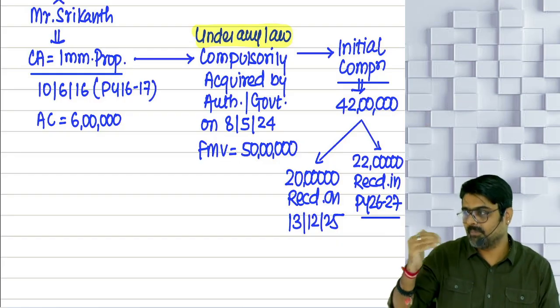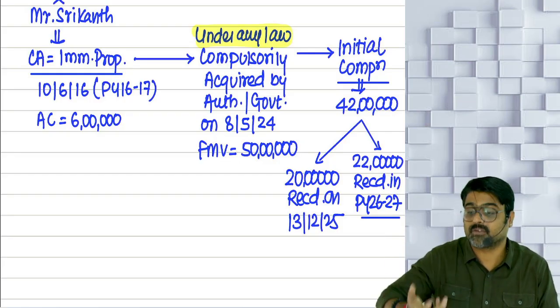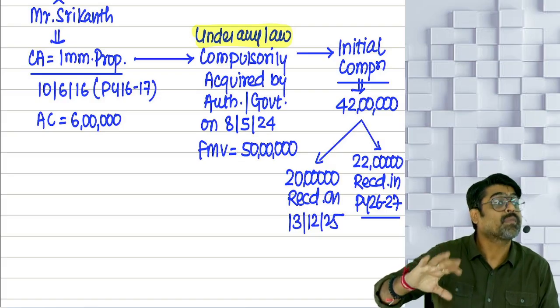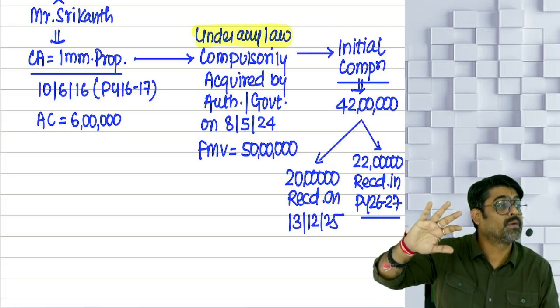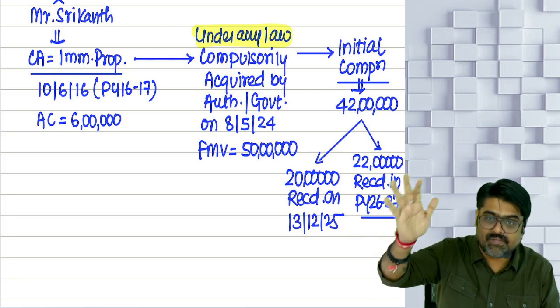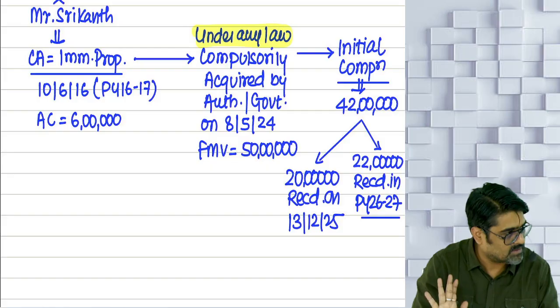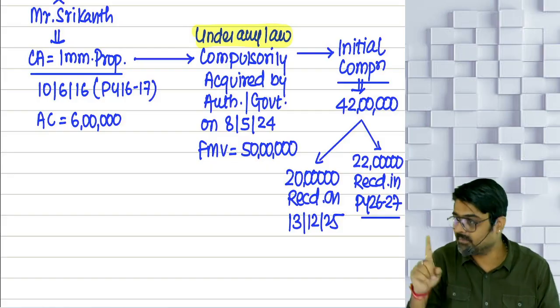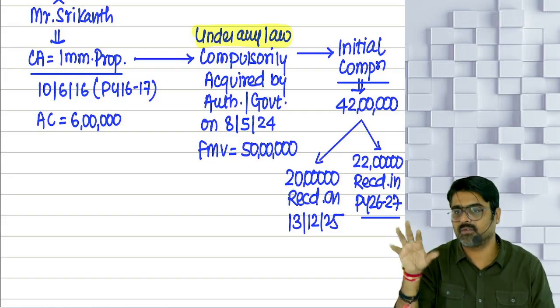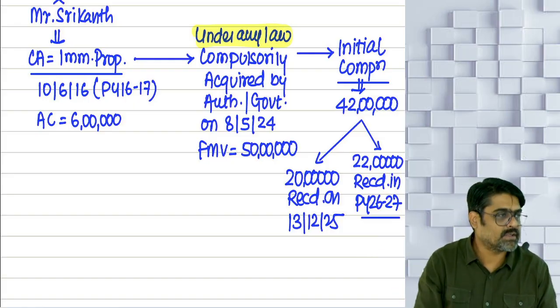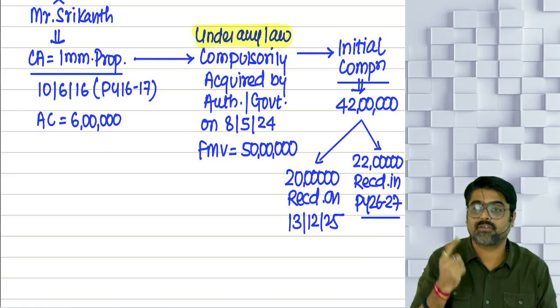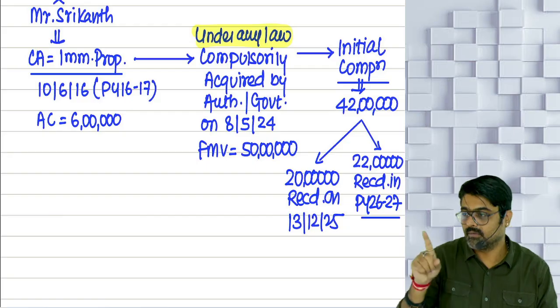See, at the time of compulsory acquisition, you will have to incur some expenditure on transferring the property on the name of authorities. Yes or no? So if any transfer expenses are actually incurred, you reduce those transfer expenses also. Yes or no? But in my example, have I taken any transfer expense? No. So nil. Net consideration 42 lakhs minus that will be 6 lakh.